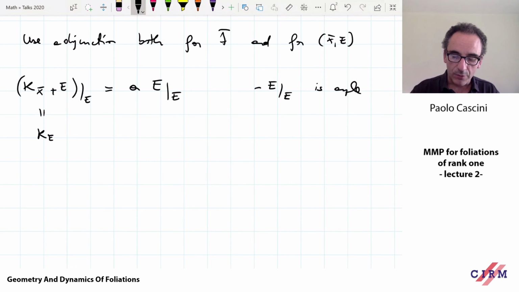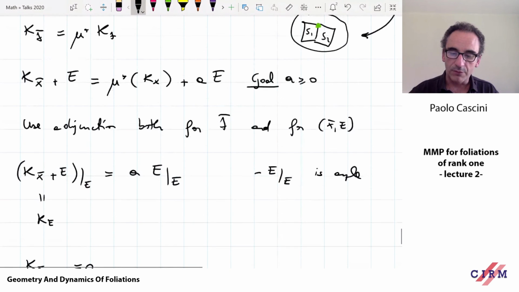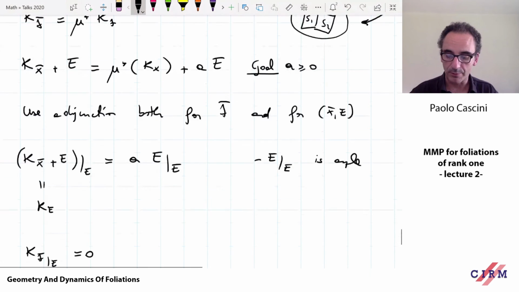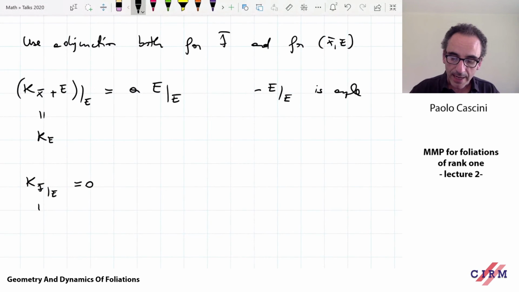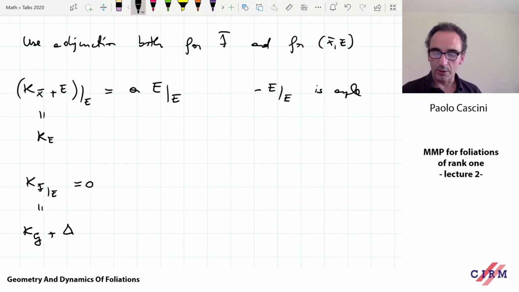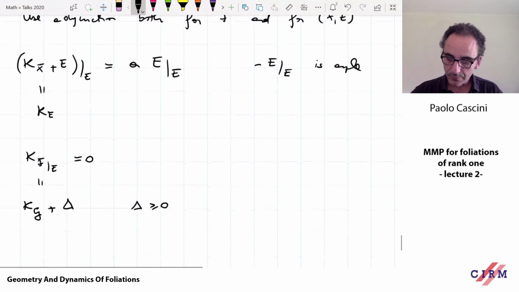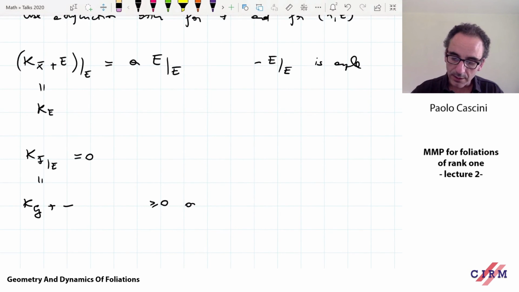Now I want to do the same for K F. On one side, I get 0. Why? Because I'm using this formula here. I'm using the fact that K F bar is equal to mu star K F. Since again, I'm assuming that the divisor maps to a point, we get 0. On the other side, similar to what Callum was talking about yesterday, what we get is adjunction for foliation, which is just given by a foliation G induced on E plus delta, where delta is some effective divisor on E. Sorry, there are too many delta. Theta.